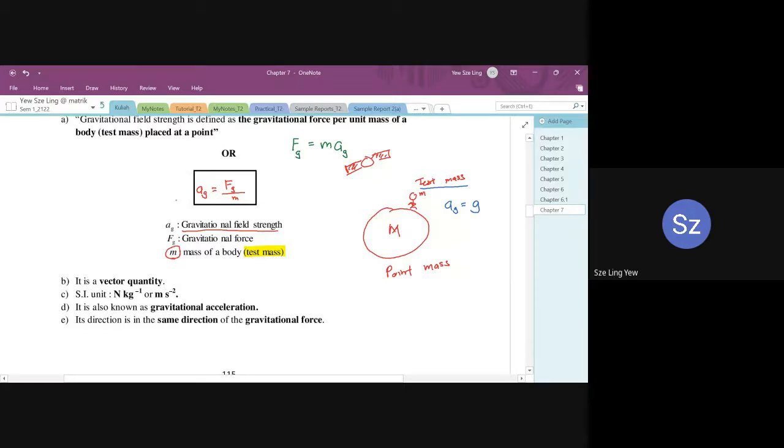So in chapter 7, we call it gravitational field strength. In chapter 4, we call it g. So you see, same thing, but in different chapters, we give it different names. So you don't get confused between them.